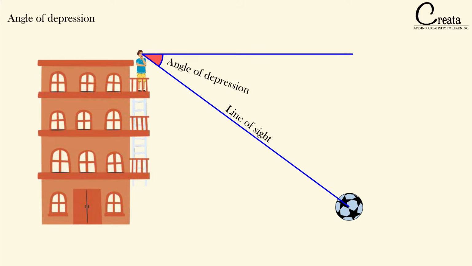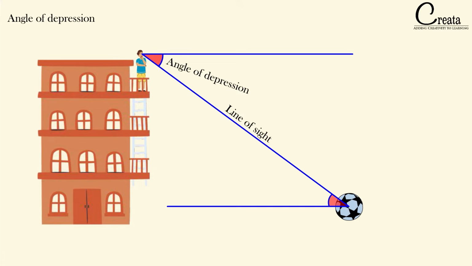Angle of depression when we are looking downward and angle of elevation when we are looking upward. These are the two angles, angle of elevation and angle of depression. Again, note that the angle of depression is formed with respect to the horizontal line. This is the horizontal line, not the vertical line. So this angle will not be the angle of depression. This will be the angle of depression. This is a common mistake done by the students.